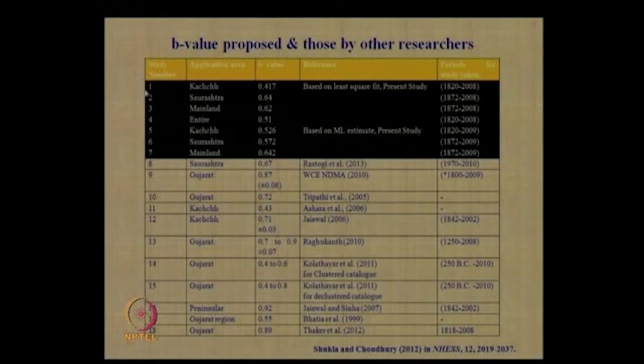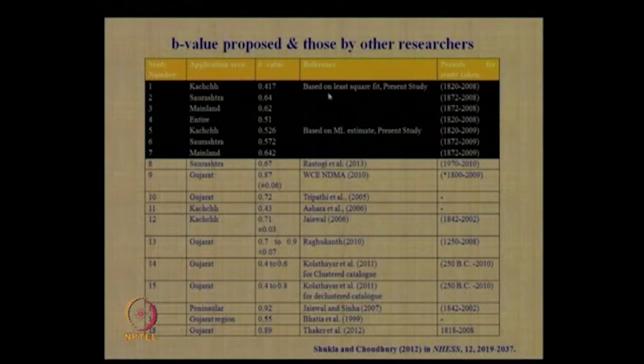So, this portion which is black shaded, that is the present results, that is the present study, we obtained these B values. As already discussed, there are two methods we have used to obtain this B value. One is the least square fit method, LSF method, and another one is the maximum likelihood method, right.